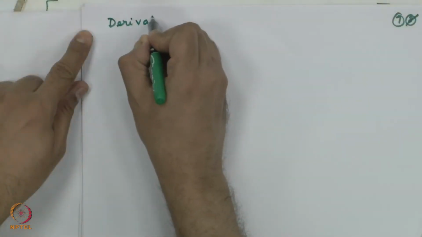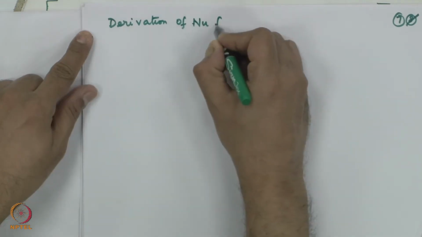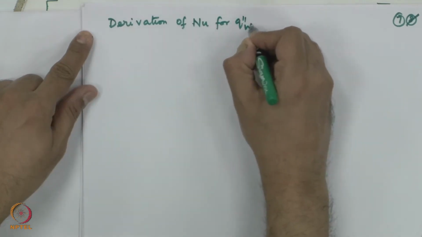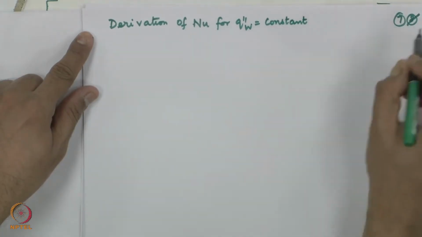In this module, we are going to now start the derivation for the Nusselt number for a constant wall heat flux boundary condition. So, the main agenda of the next module is derivation of Nusselt number for constant wall heat flux case for flow through a circular pipe.